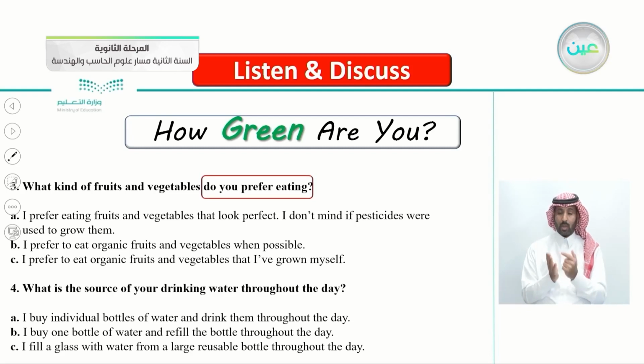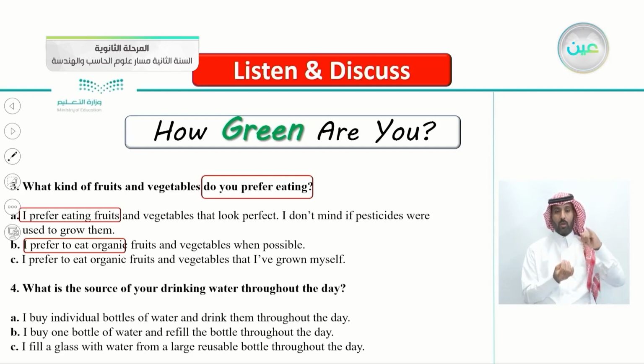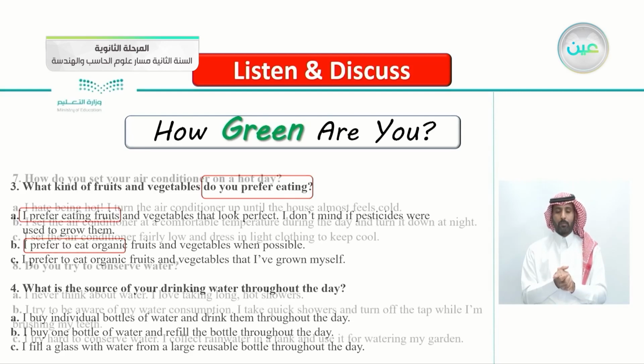For instance, do you prefer eating? What kind of fruits and vegetables do you prefer eating? Of course, also the answer: I prefer eating fruits. So prefer comes before a gerund, and also before the infinitive, prefer to eat. Prefer is one of the verbs I was just talking about that is shared between the gerund and the infinitive. You can say prefer eating, or you can say prefer to eat fruits or organic fruits.